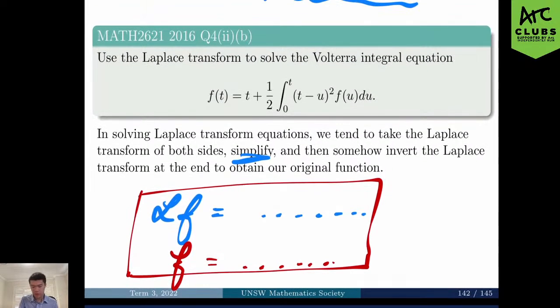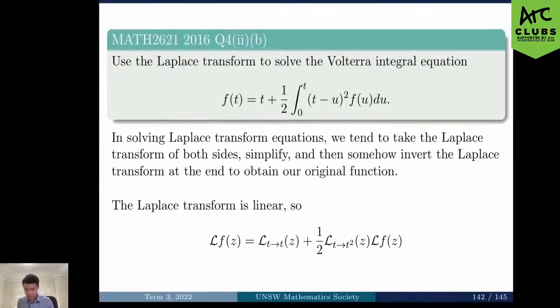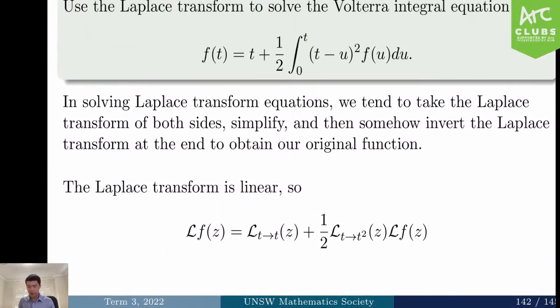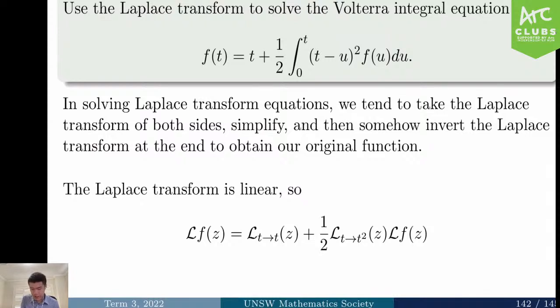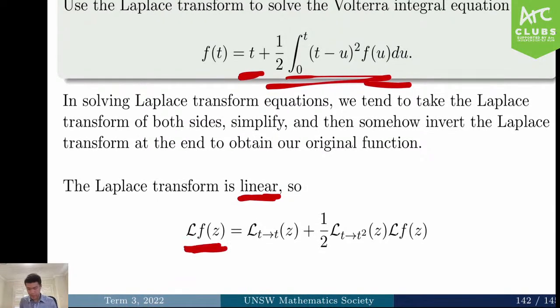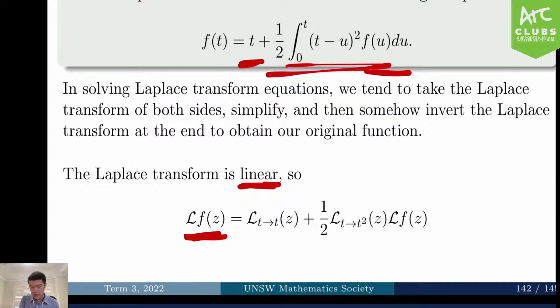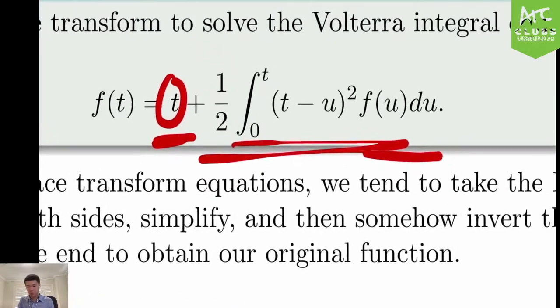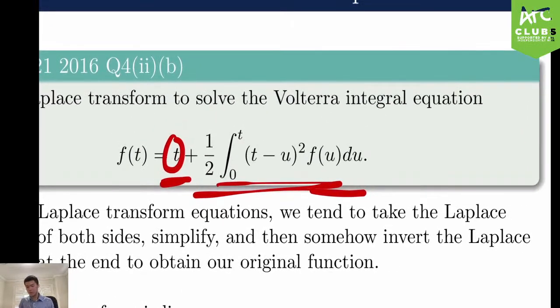So this is no exception. We've got an integral equation. We want to take the Laplace transform of both sides and then somehow simplify. So when you're taking the Laplace transform, it's linear, which means that you can take the Laplace transform of a sum, and it'll just be the sum of the individual Laplace transforms. So on the left-hand side, we've got L(F). Right-hand side, we've got the Laplace transform of t, and then we've got plus, and look at this. This is actually a convolution. So more often than not, when you're doing the Laplace transform of an integral, it'll come down to a convolution.